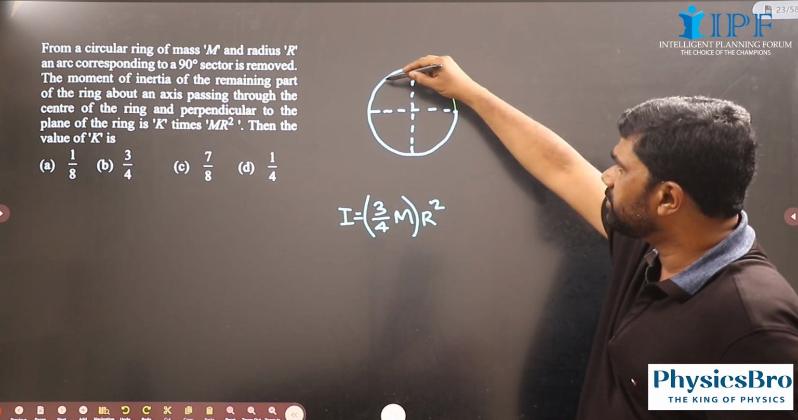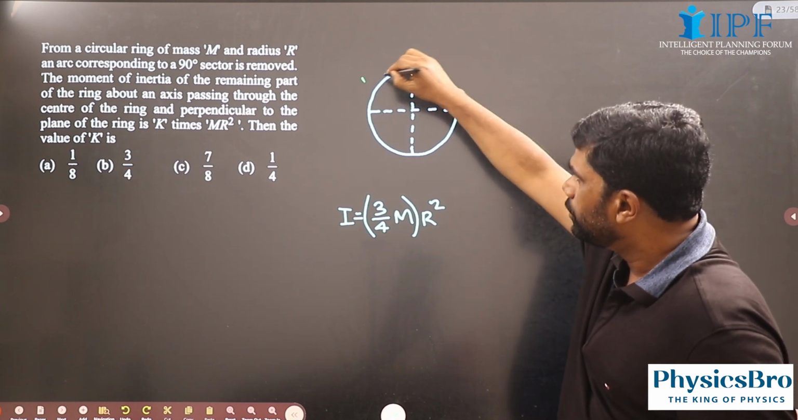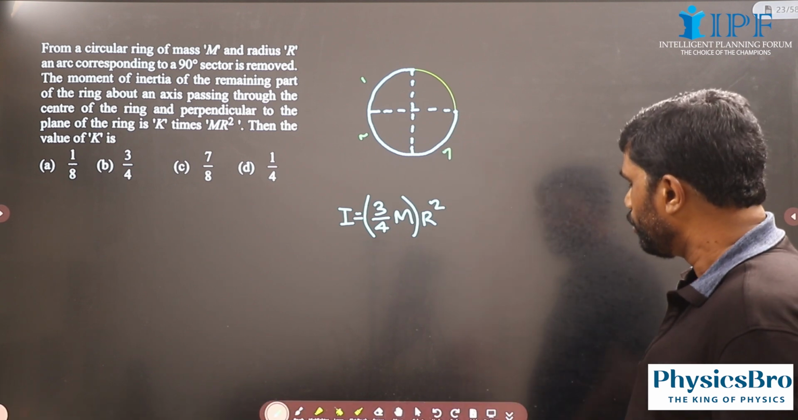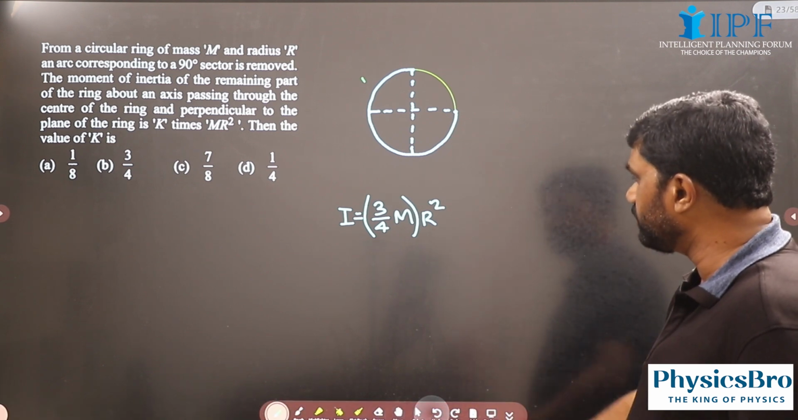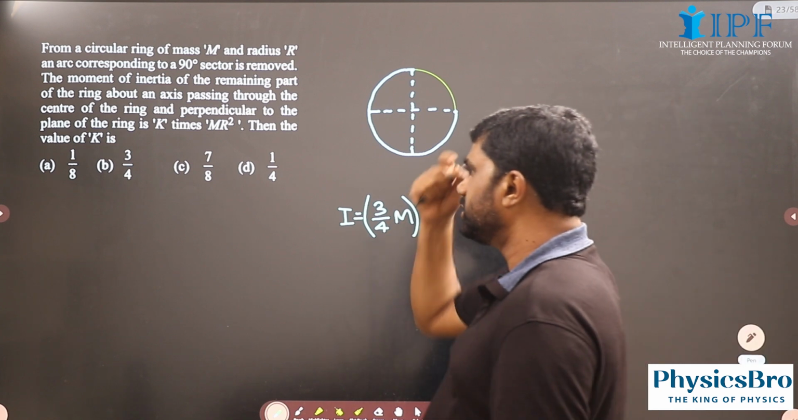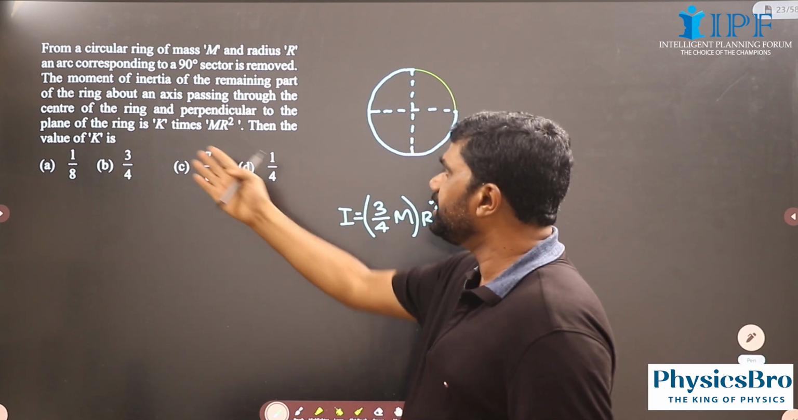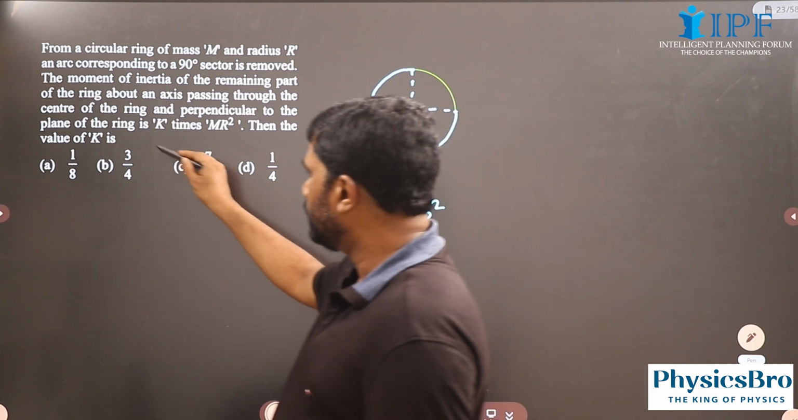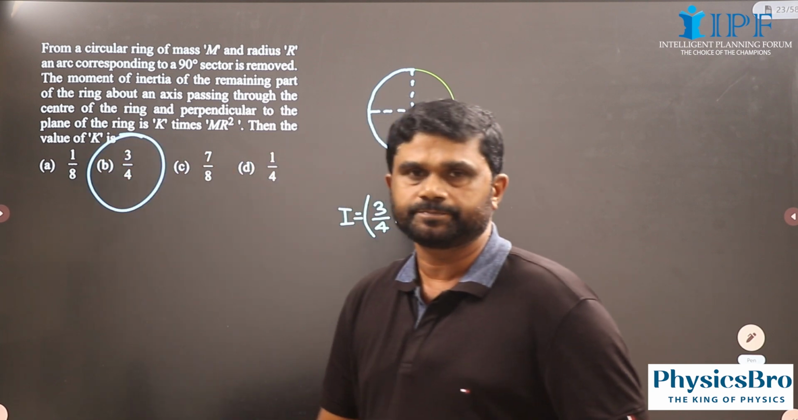Now here there is 1, here there is 2, and this is 3. So 3 parts, and the total moment of inertia will be 3 by 4 MR square. And here it is given that k times MR square, which means k should be 3 by 4.